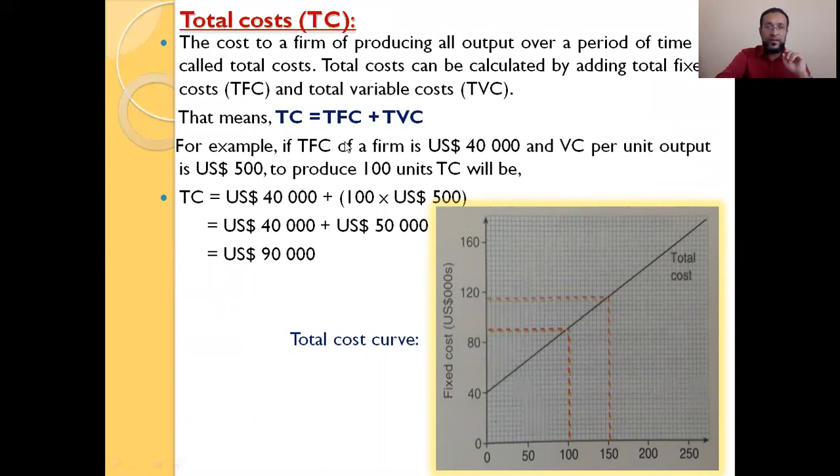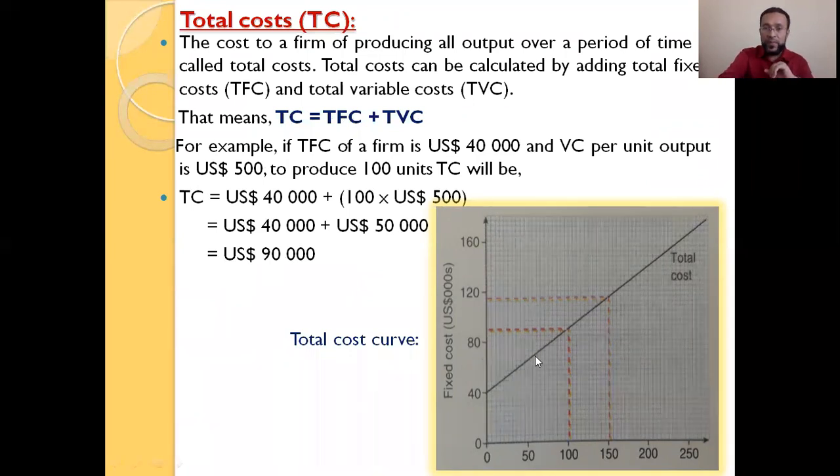To make it easy, let's look at this example. If total fixed cost of a firm is 40,000 US dollar and variable cost per unit of output is $500, to produce 100 units, then total cost will be 40,000 plus 100 times 500, equals 40,000 plus 50,000. Finally, it is 90,000. That means total cost of producing 100 units of the firm is 90,000 US dollar.